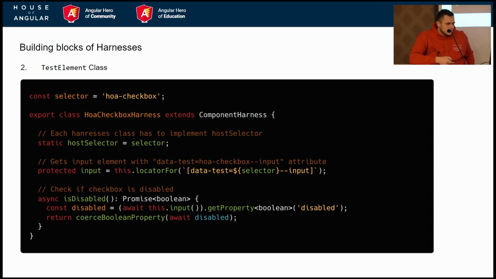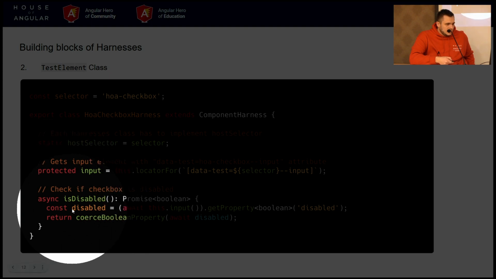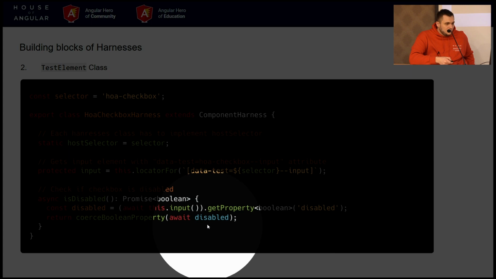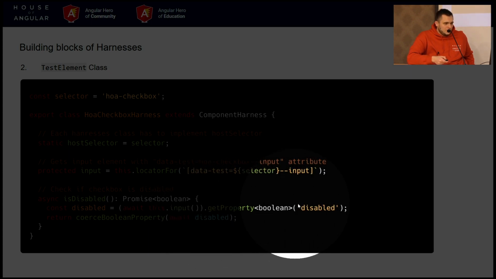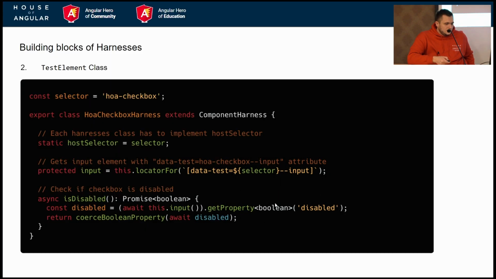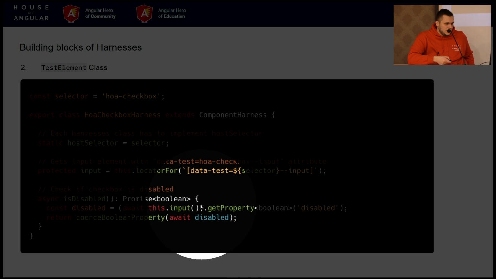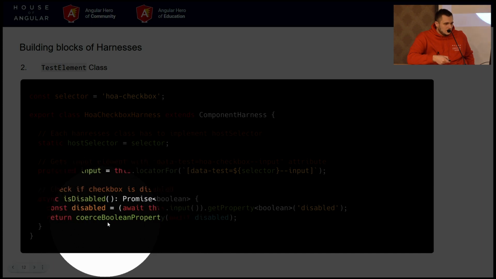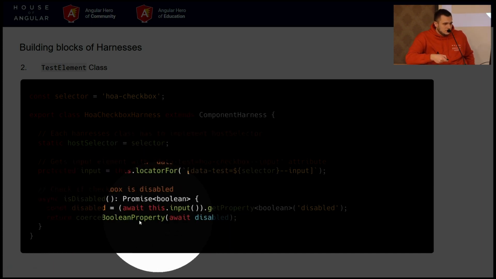So in this case, I created the function isDisabled, which first, using the await, reads the input element and then checks whether this element has the property disabled. And this also returns a promise, and then I just evaluate this promise using await disabled. Here is the function from Angular to just narrow some types to the Boolean.